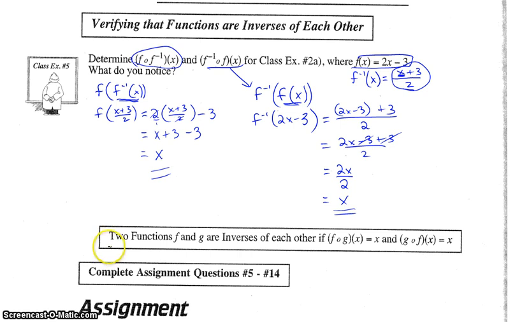Okay, so they summarize that down here. Two functions, f and g, are inverses of each other if f of g of x equals x or g of f of x equals x. That's a lot of x's to say.